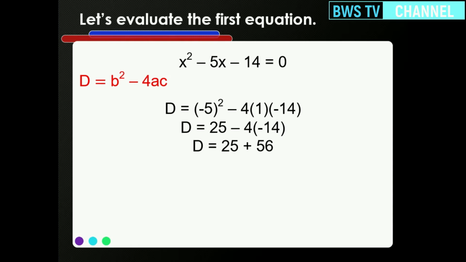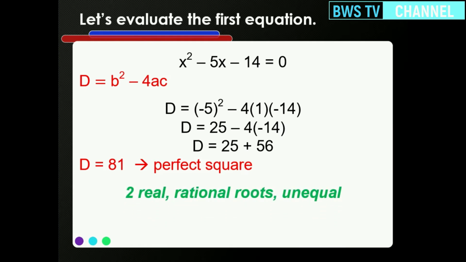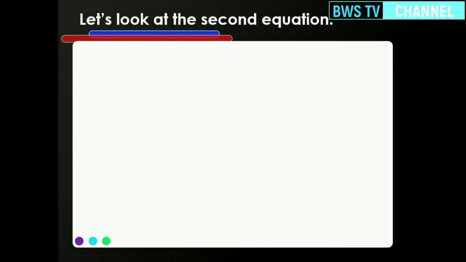So 25 plus 56, final answer, you have 81. And what is 81? 81 is a perfect square. So that means, what will be the description of our roots? We have two real rational roots and equal. Okay, that will be the description. Very short and easy. We have now example number 2.